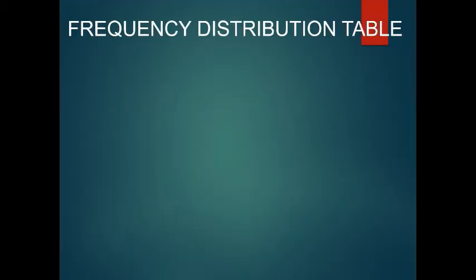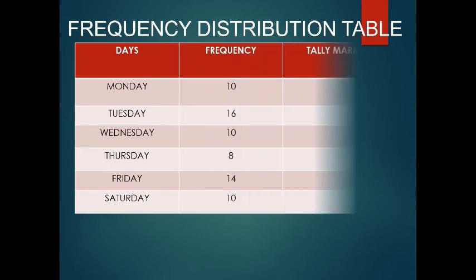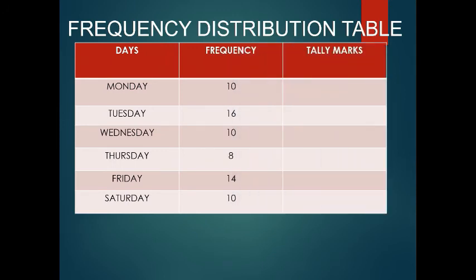Now let's see how to represent the example on a frequency distribution table. In a frequency distribution table, there are 3 columns. First column is of labels. Like in our example, first column will be Monday, Tuesday, Wednesday, Thursday, Friday and Saturday. Second column will represent your frequency, that is number of fans sold. And the third column will represent tally marks. Ma'am, what are tally marks? Tally marks are vertical lines which are usually marked in bunches of 5. When the number of items are 5 or more than that, then we make a bunch of that.